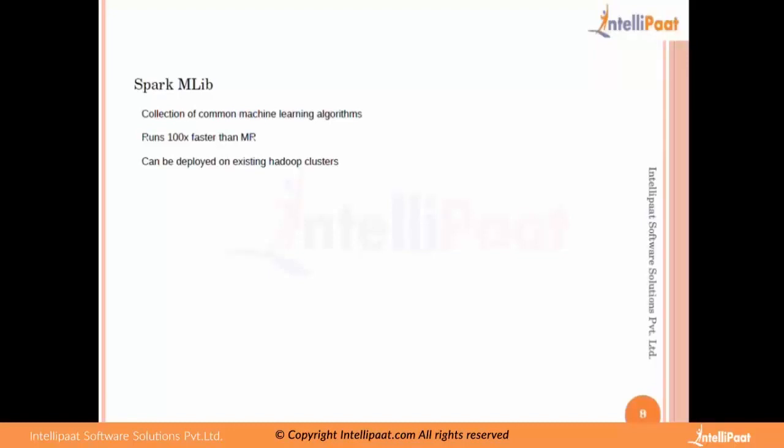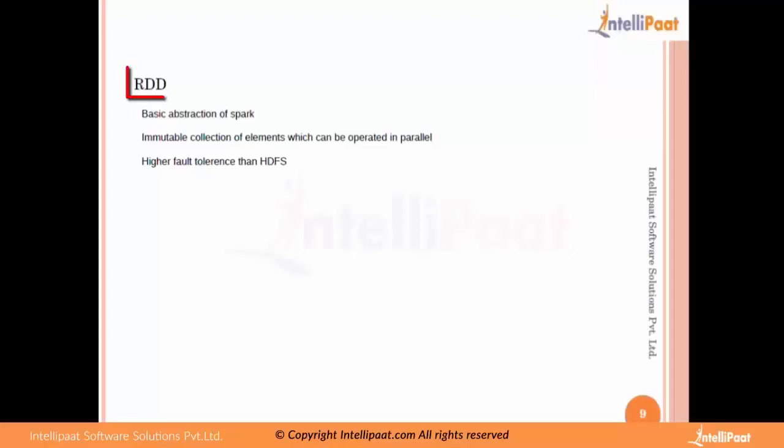All this is possible because we store data in memory. Like how Hadoop operates on top of HDFS, we have RDD in Spark. RDD is nothing but resilient distributed dataset. It is the basic abstraction unit of Spark. It's an immutable collection of elements which can be operated on in parallel.